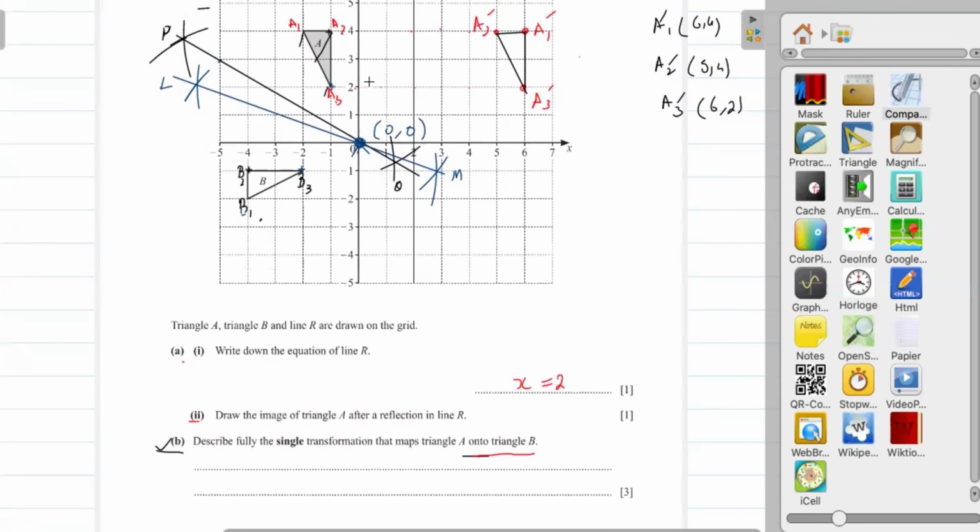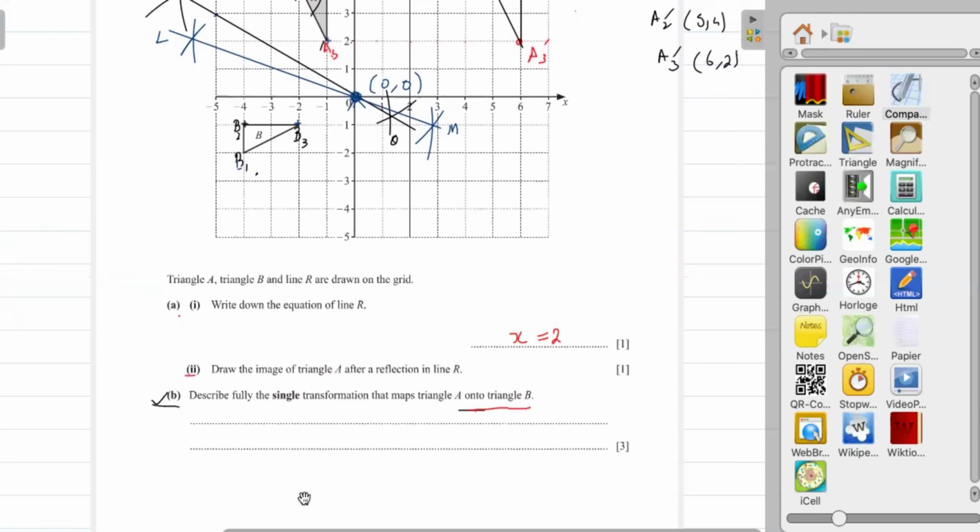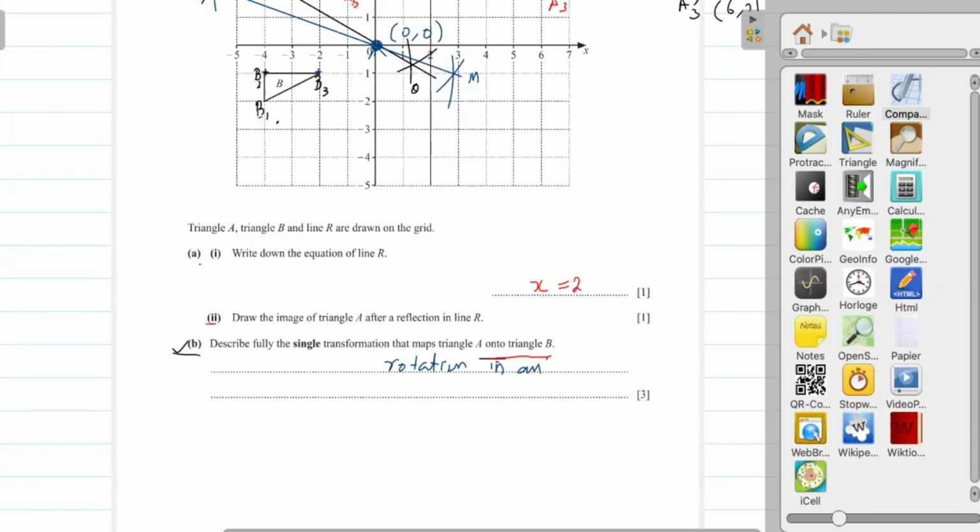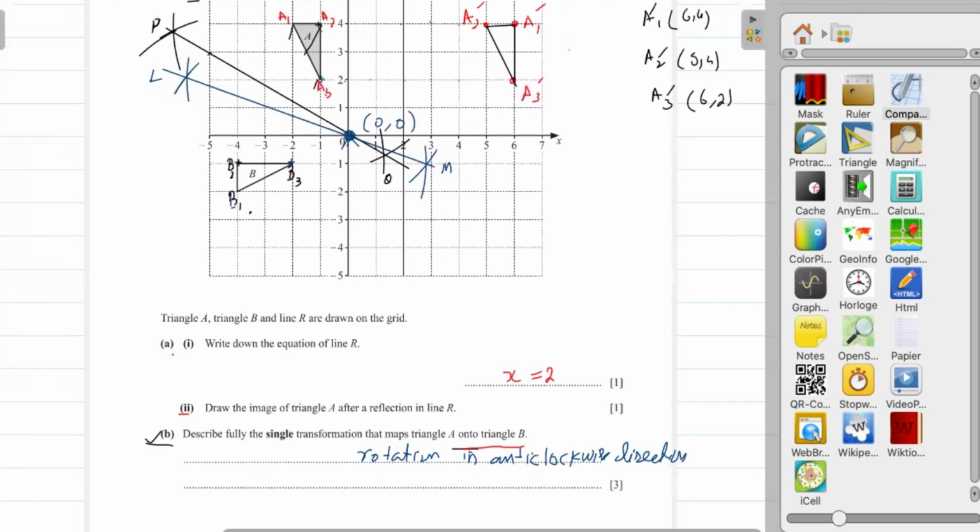And if you draw the third perpendicular bisector between A2 and B2, this perpendicular bisector will also pass through this center of rotation. Therefore, we write here that the single transformation that maps A onto B is a rotation in the anti-clockwise direction. The angle of rotation we can find: if we join A1 to the center of rotation, you see here, this is the line A1 to the center of rotation, and B1 to the center of rotation.